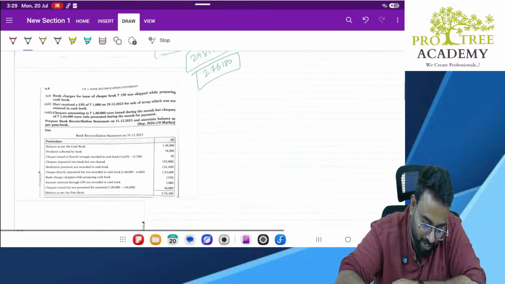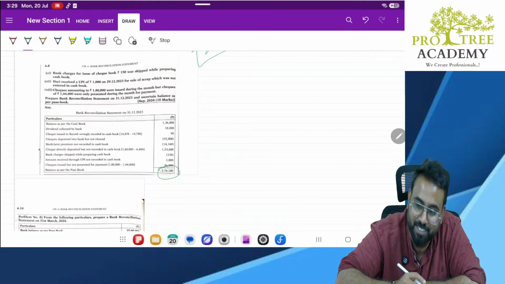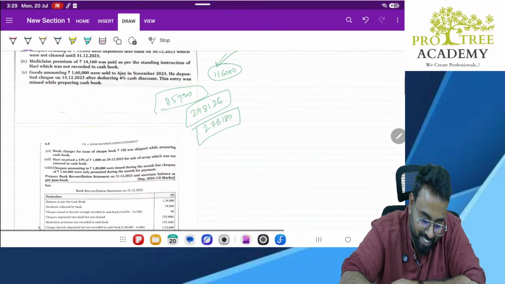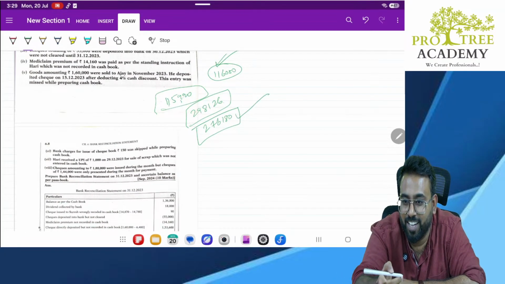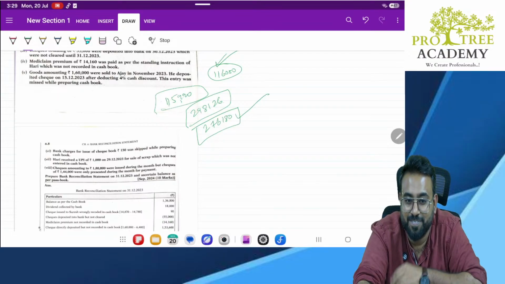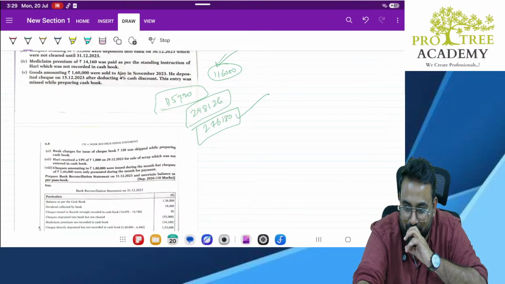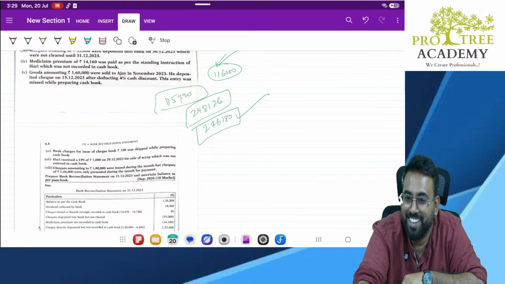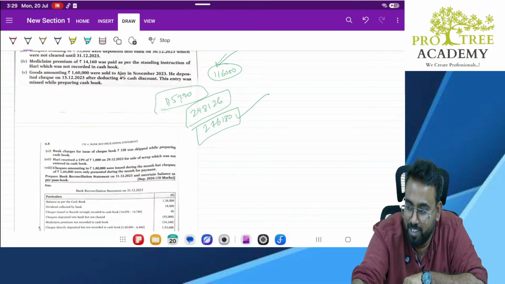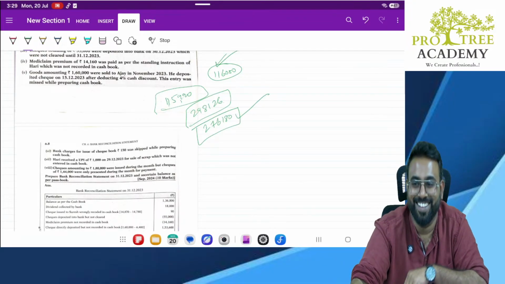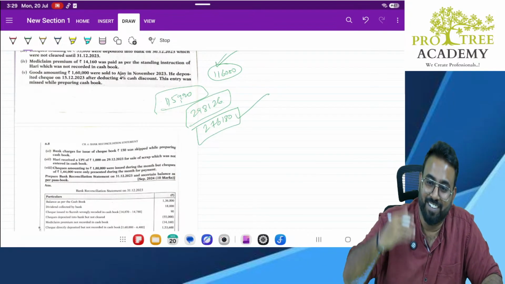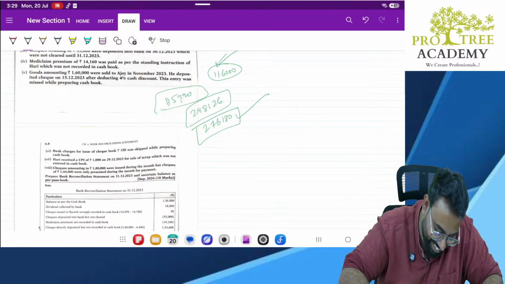Shall we start? Okay, this is the correct answer. 276 180. She is the one who has got the correct answer. You are close by to 20,000. You are 1 lakh straight away.